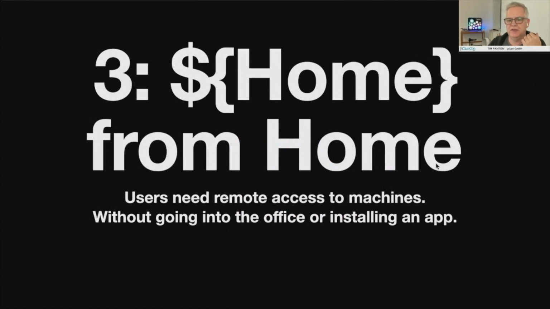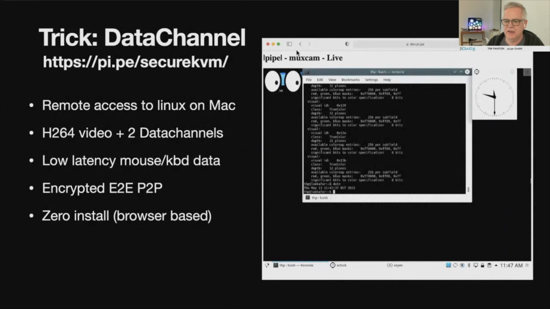The third thing I wanted to talk about was kind of home from home, because we needed to access remote machines, and we didn't want to try and go into the office. We didn't really want to install an app. We didn't want to install TeamViewer or something on a firewall, because that's just too scary. So what we did was use the data channel to produce what's effectively a remote KVM.